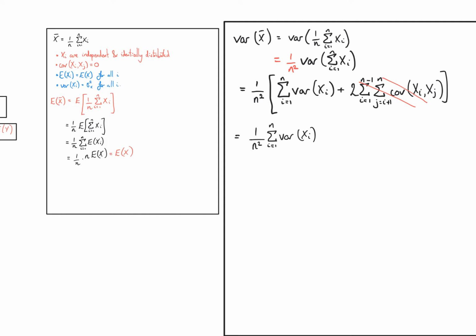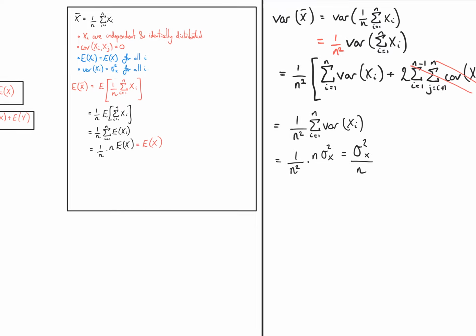But we've also got the assumption that since the xi are IID, the variance of xi is fixed as sigma squared x, or the variance of x. So we've got the sum of some constant, we've got n lots of the sigma squared x. So this is 1 over n squared times n lots of the variance of x, which is equal to, one of the n's cancels, the variance of x divided by the number of observations.